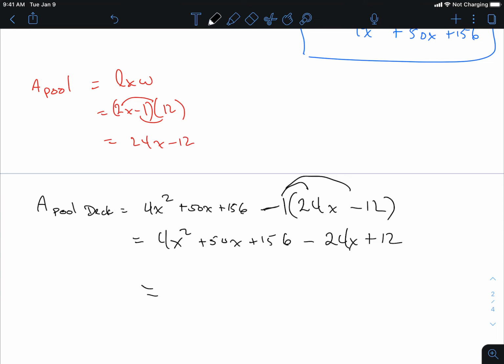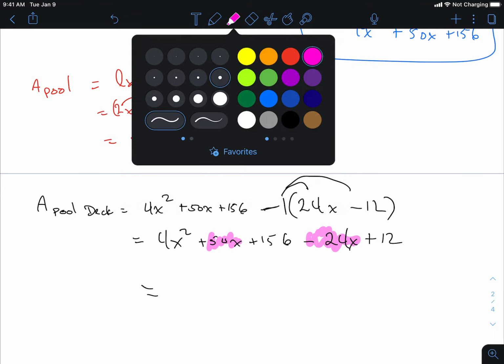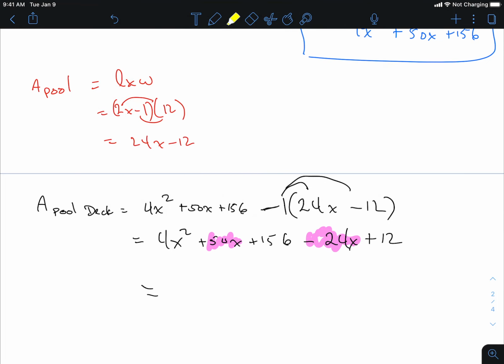So what's your final answer? You're just going to collect like terms. I see a 50x and the 24x. I can collect those. And then I see 156 and 12. Collect those. And that's your final answer. 4x squared. 50x minus 24 is going to be positive 26x. 156 plus 12 is 168. That's it.